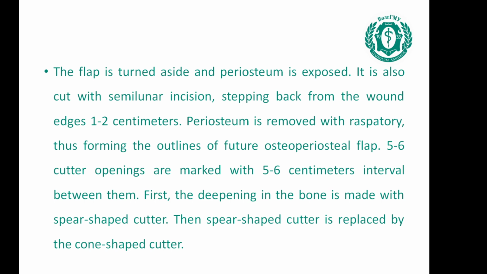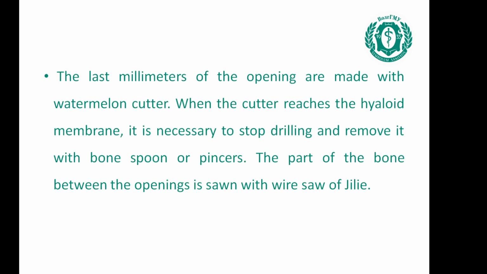First, the dipping in the bone is made with the spear-shaped cutter. Then the spear-shaped cutter is replaced by the cone-shaped cutter. The last millimeters of the opening are made with a watermelon cutter. When the cutter reaches the hyaloid membrane, it is necessary to stop drilling and remove it with a bone spoon or pincers. The part of the bone between the openings is sawn with a wire saw of Gigli.